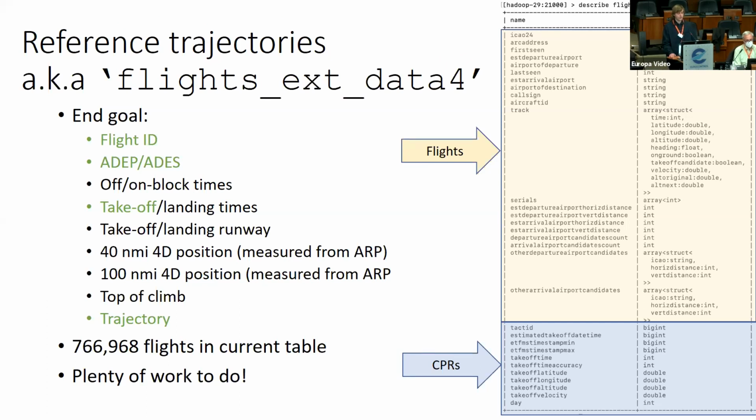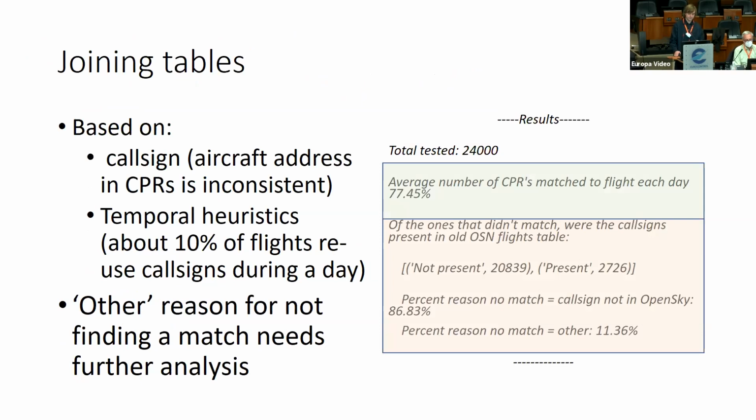And in the current table, we have over 760,000 rows of reference trajectories. And so, as you see, there's plenty of work still to do. So a few words about how and what we've done.